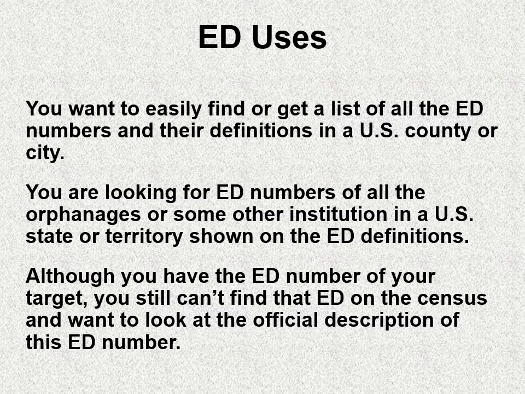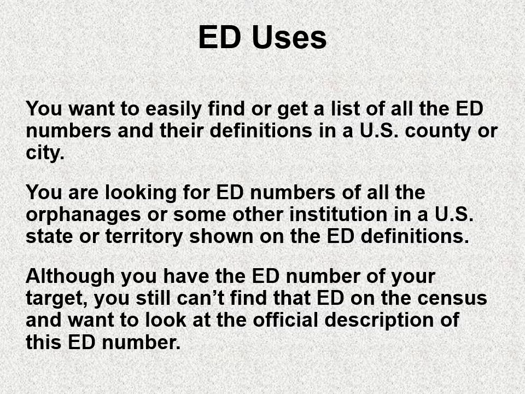So I'm going to show you a bunch of other uses. For instance, you don't quite know where the people are. You know they're in some county or maybe some part of a city, and you want to easily get a list of all the ED numbers and their definitions, in the hope that it might jog your memory. Or you're looking for ED numbers of all the orphanages in the state, or convents, or even maybe a circus, if it was in the ED definitions, and we can do that. We can get those lists.